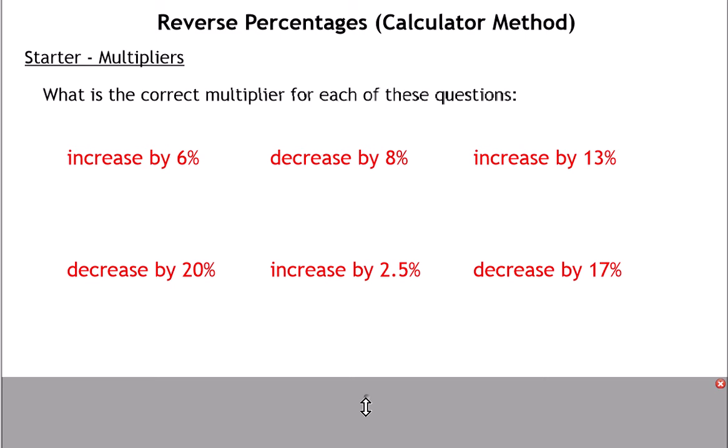Now remember, with multipliers you start on 100% and you either add or take away from 100% to find your multiplier, and then you make it into a decimal. So pause the video, have a go at those, and when you're ready, press play.